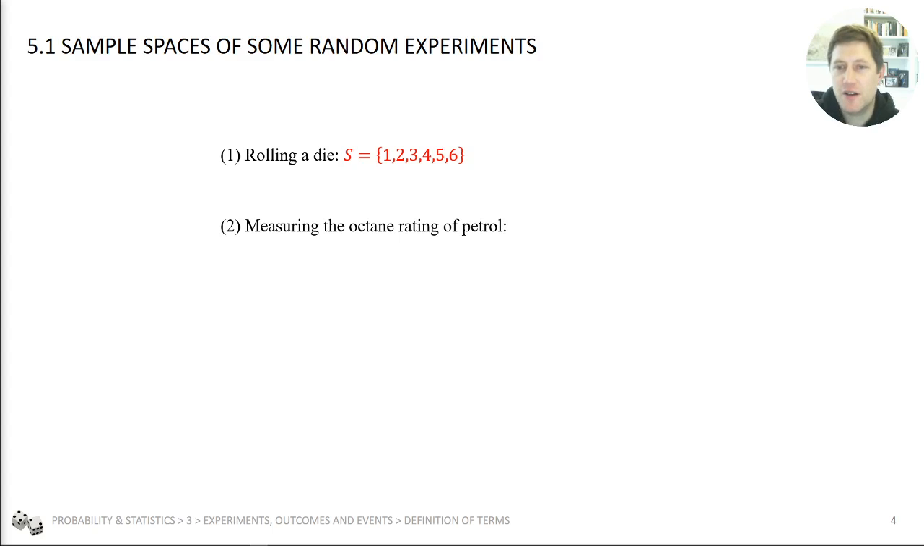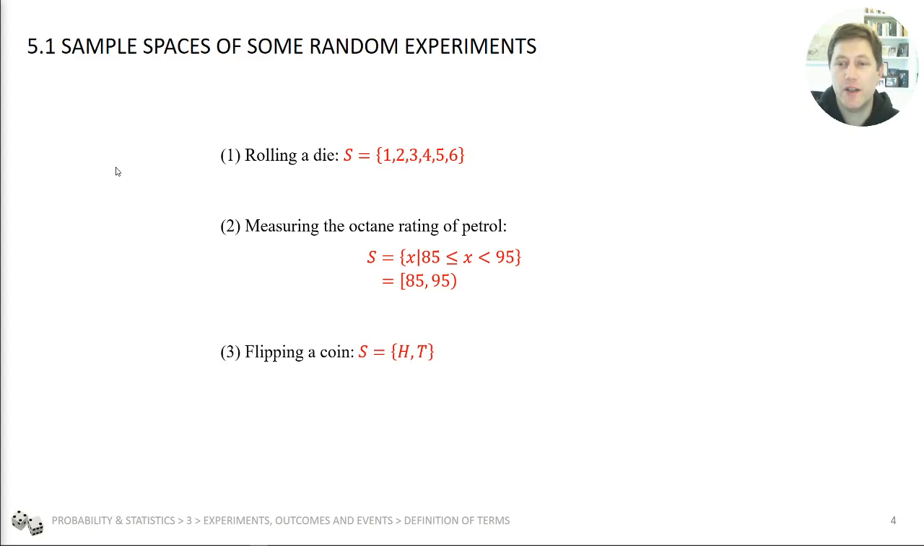Another instance: the octane rating of petrol might be something like this. This probably isn't exactly true, but you could say the octane rating is a value x, and x can be greater than or equal to 85 but must be less than 95. We could write that in interval notation like this. X starts at 85 and includes 85 because of the square bracket, and then goes up to 95, but doesn't include 95 because of the round bracket.